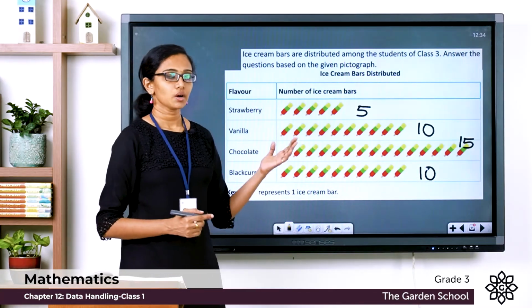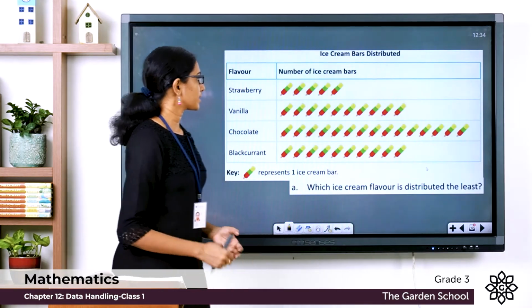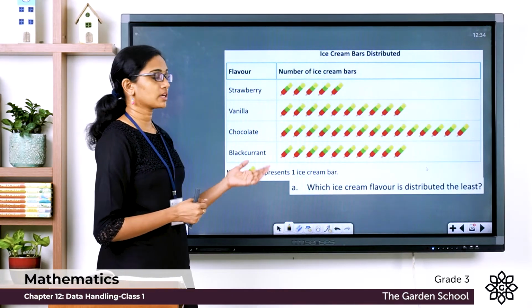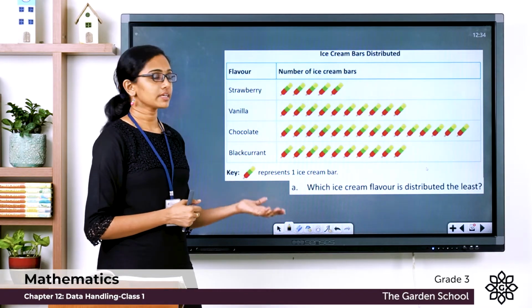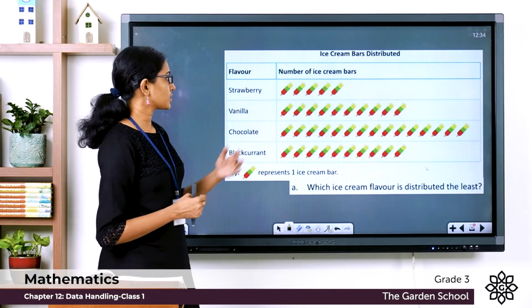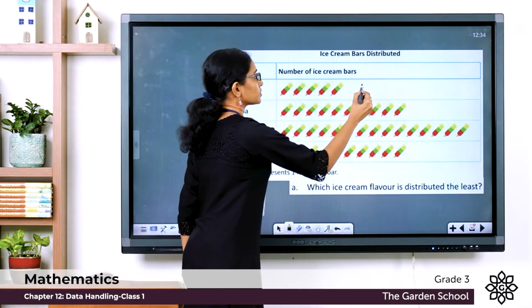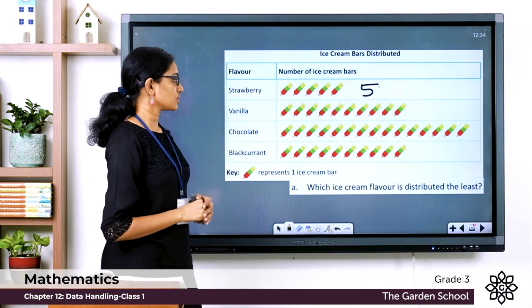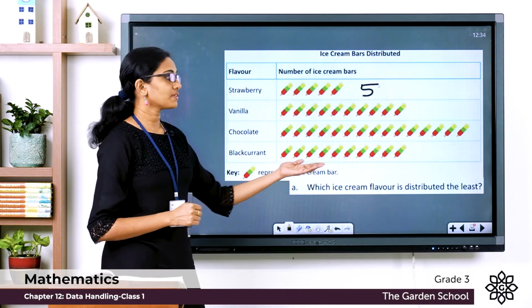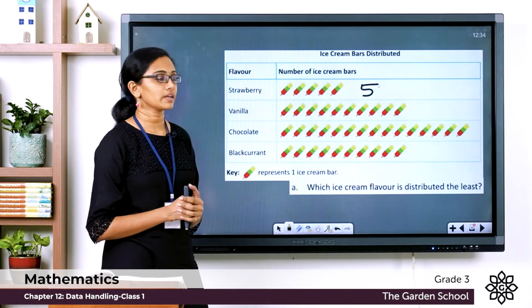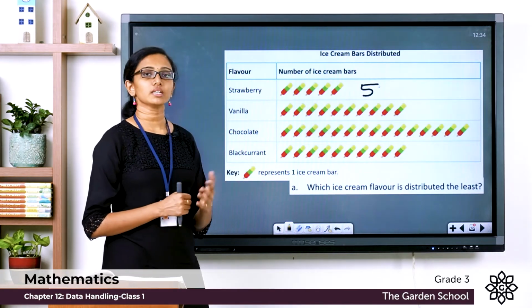So now let's see what are the questions following. The first question, which ice cream flavor is distributed the least? Can you tell which is the ice cream flavor distributed the least? You can see from the pictograph, only 5 strawberry flavored ice cream bars were distributed among the children. So, which ice cream flavor is distributed the least? It is strawberry. Strawberry flavor was distributed the least.